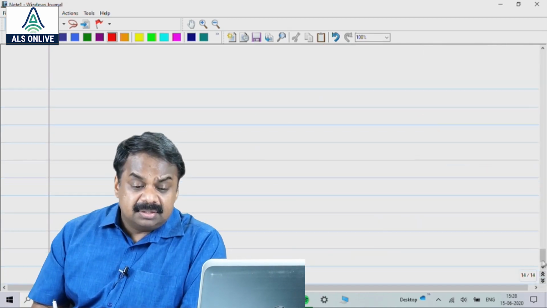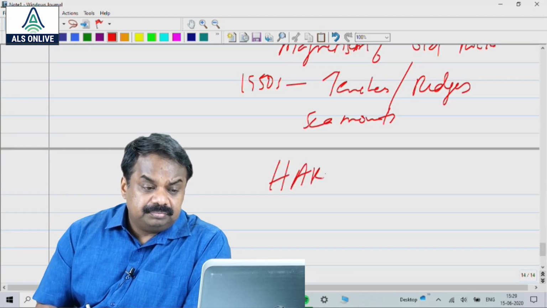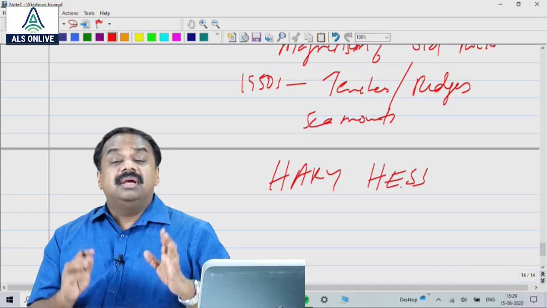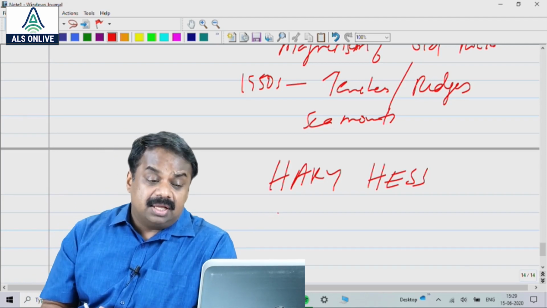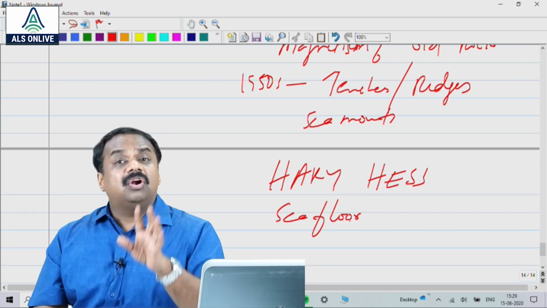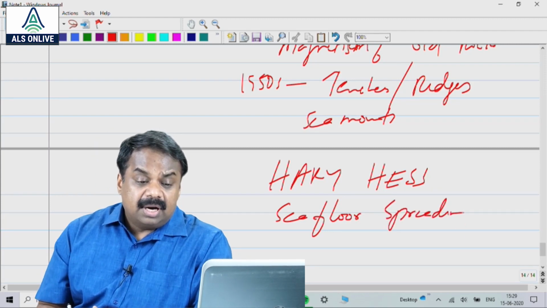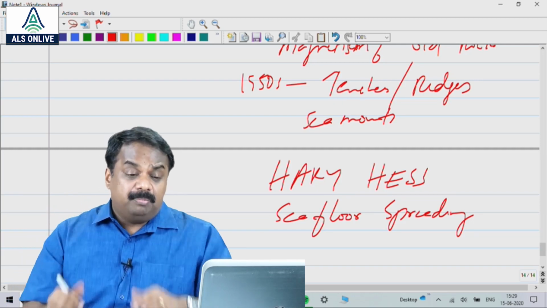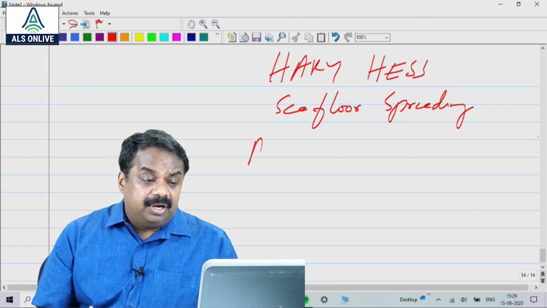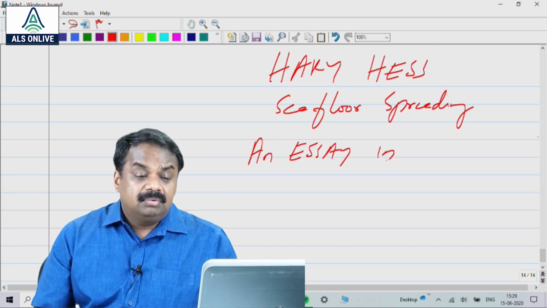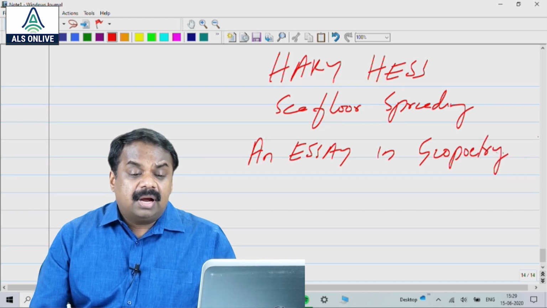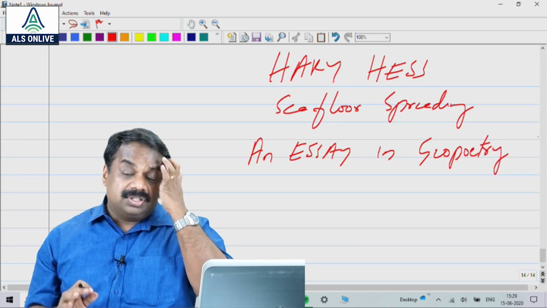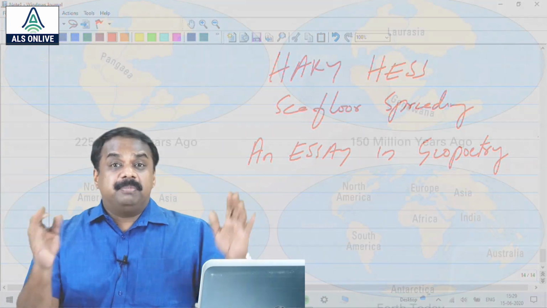Meanwhile, another scientist, Harry Hess, came up with the idea of seafloor spreading. See, Wegener did not talk about the seafloor, but Harry Hess wrote a book, an essay in geopoetry, because he knew what happened to Alfred Wegener and how difficult it was. So, he did not call it a seafloor spreading hypothesis like the continental drift hypothesis. He said it as an essay in geopoetry, and in that he said that the ocean floors are spreading.